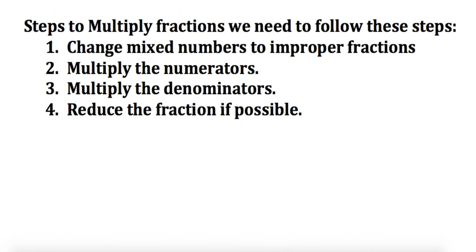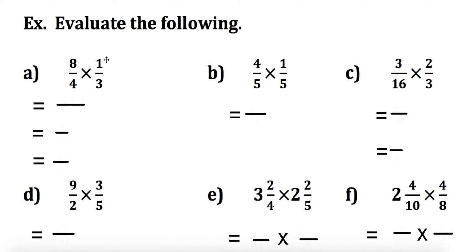Now, if we look at the steps to multiplying fractions, it's actually the easiest one. We change to improper fractions first if we can, multiply the numerators, multiply the denominators, and reduce. That's all there is to it. So looking at some examples. This first one, we're going to do 8 times 1 and then 4 times 3. We get 8 over 12, which reduces to 2 over 3.